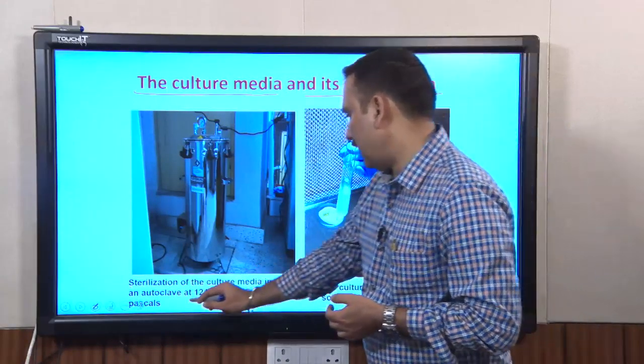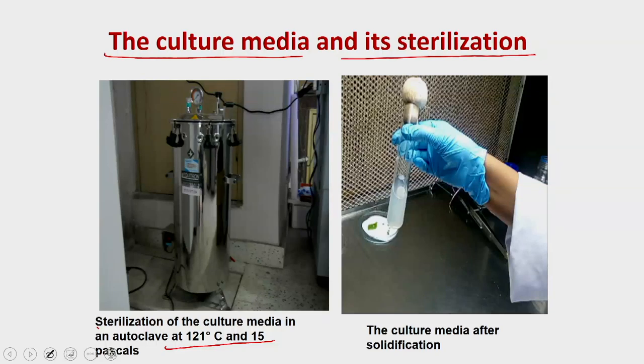And you can do autoclaving at 120 degrees Celsius and 15 pascals. Once the culture media is prepared, you can see that the culture media will solidify to give you a slant. So it is going to be like this. If you prepare a slanting media, it is going to give you a large surface area for inoculations.